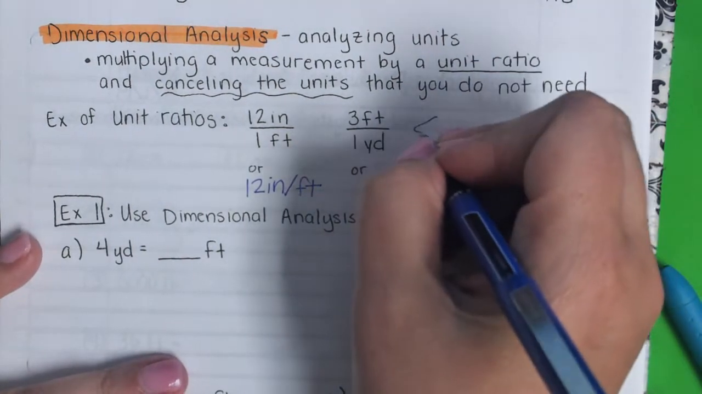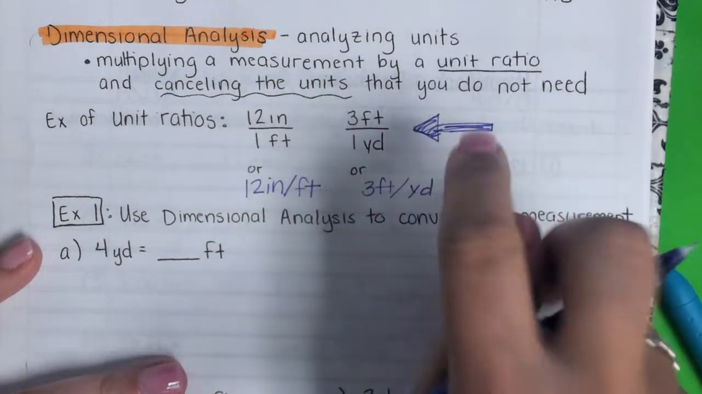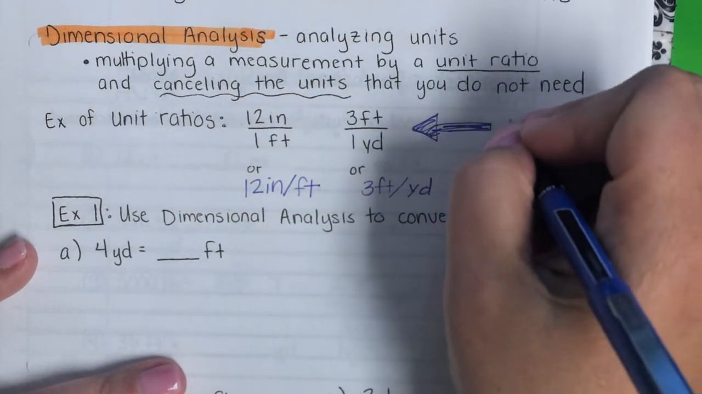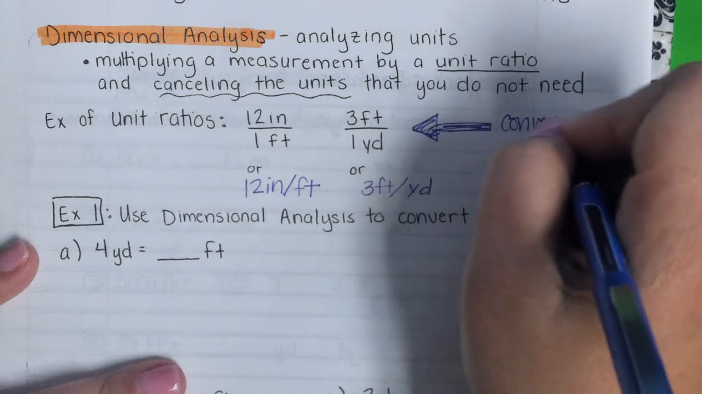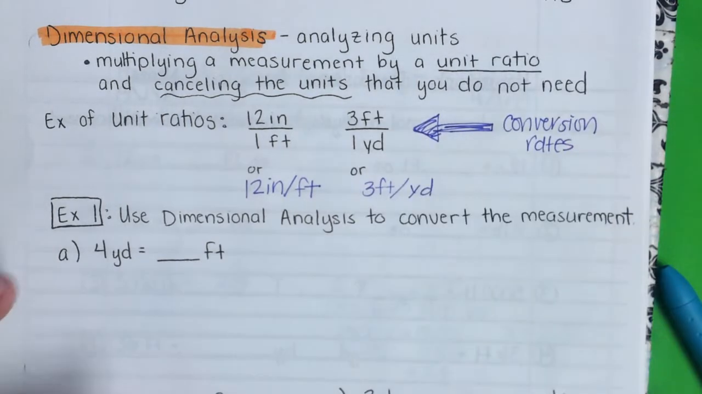But again, this is what we're focusing on right here. We're going to call this our conversion rates. And that's the ratio that's going to help us change from one unit to another. Make sure you're writing this stuff down.